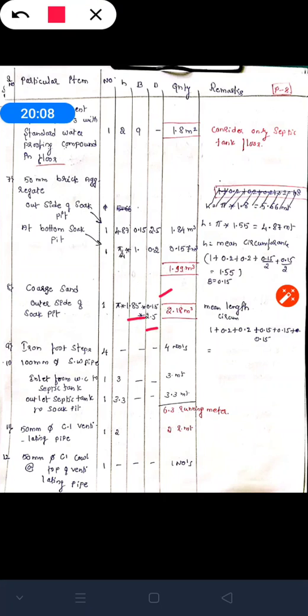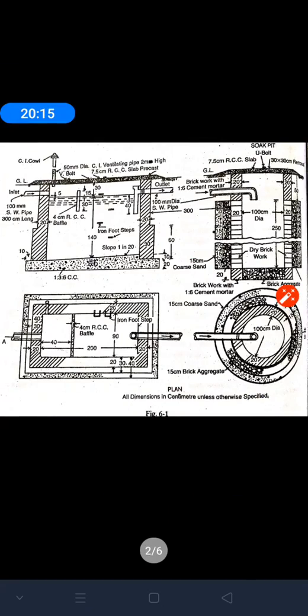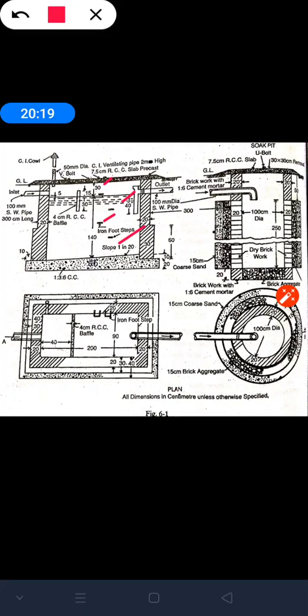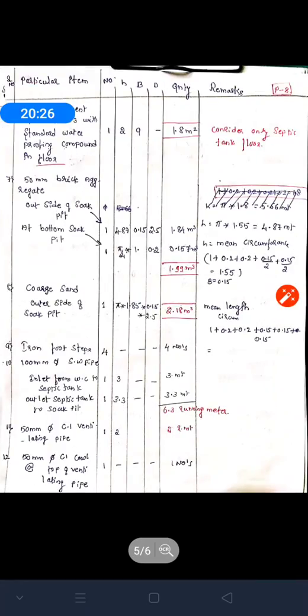Okay. Next we move on to the number of iron steps here. So here there are 4 number of iron steps, and again you should move on to the drawing, and here 1, 2, 3 and 4. 4 steps you can see, 1, 2, 3, 4. 4 iron steps. So you should mention numbers only here.